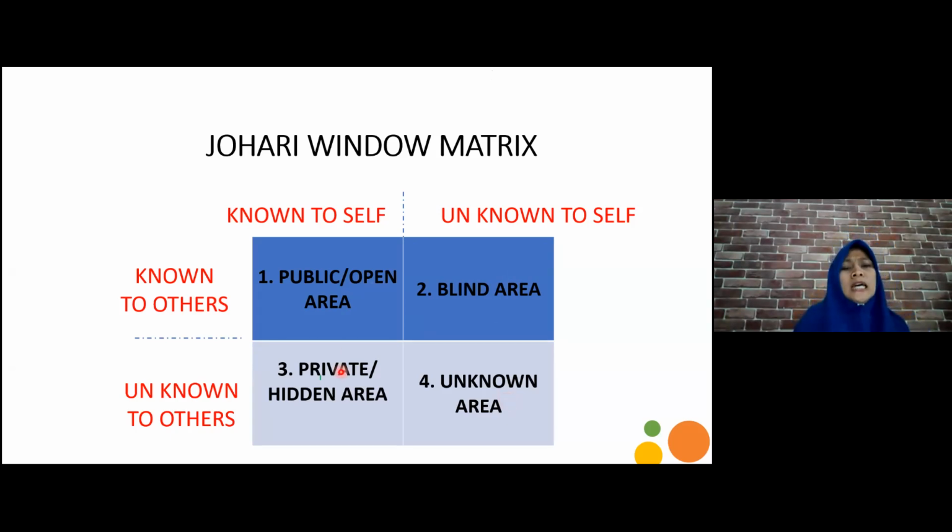Then the third one is the private or hidden area, or hidden matrix. In this matrix, the communicator is known to self. He knows his own potential. He knows his own likenesses, but he doesn't want to know about others. It's none of my business. It's none of my problem. So I don't care about the situation. I don't care about my environment.